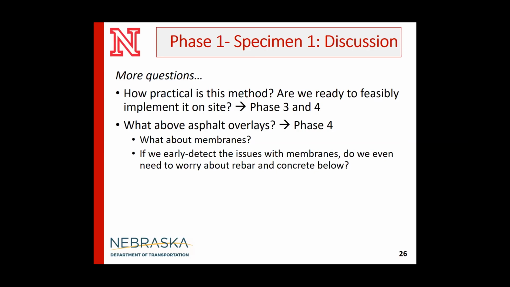So in the current phase, we're looking at the effect of membranes and asphalt on the method, how it will complicate things for sure, but how we can maybe use those to our advantage. For example, if we can figure out a way to detect the problems with the membrane, the rest of it, from what I understand, if the membrane is perfect, we may not have issues underneath it anyway. We're looking at those things with colleagues at the Nebraska DOT at this time.